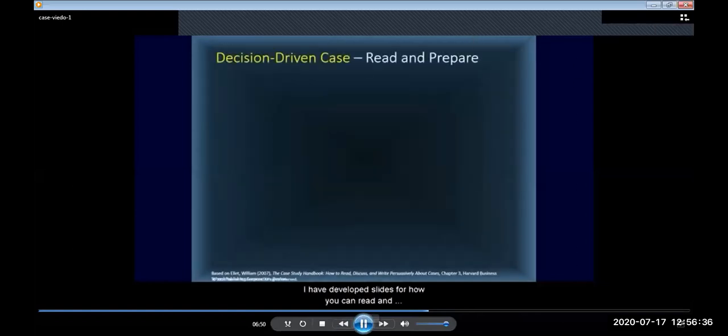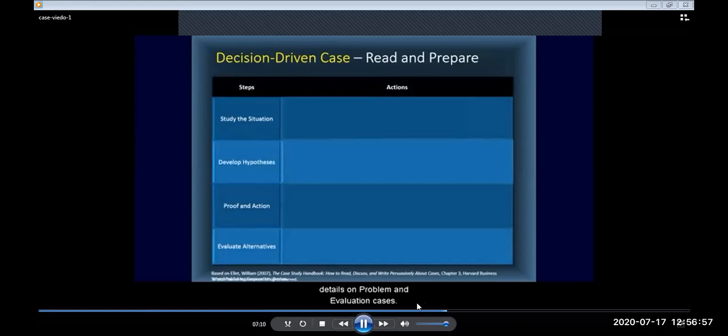I have developed slides for how you can read and prepare and write or discuss each type of case: problems, decisions, and evaluations. In the interest of time, I'm going to focus on the decision case. This is the type of case we will face most of the time. I refer you to the notes for details on problem and evaluation cases.